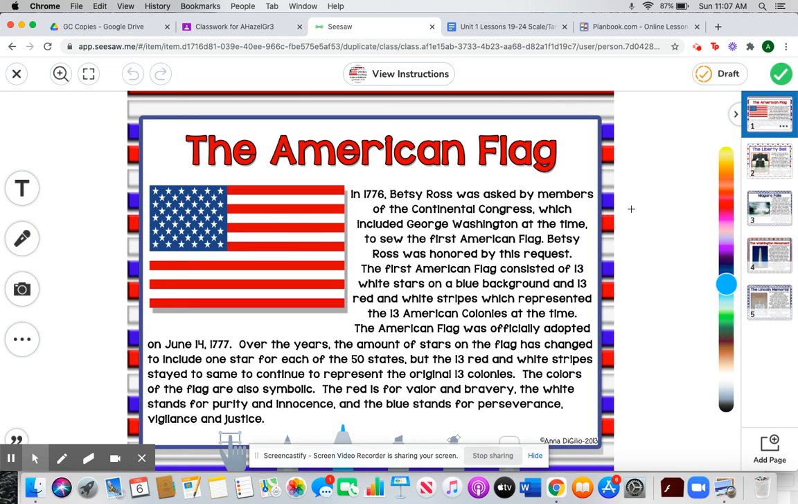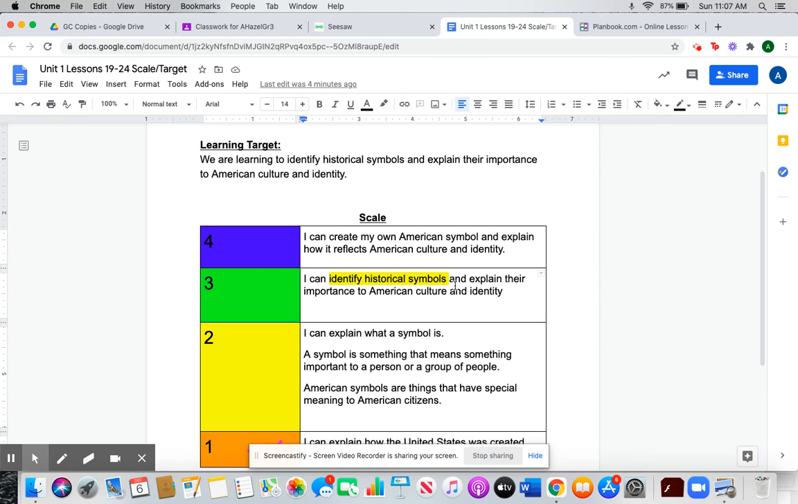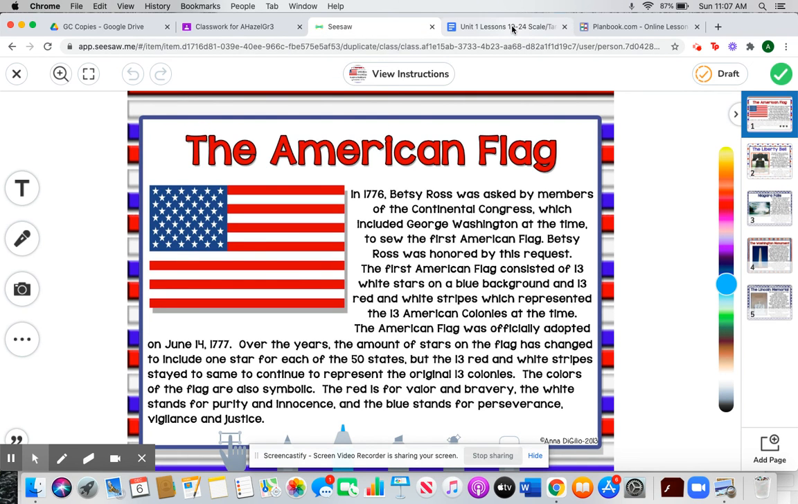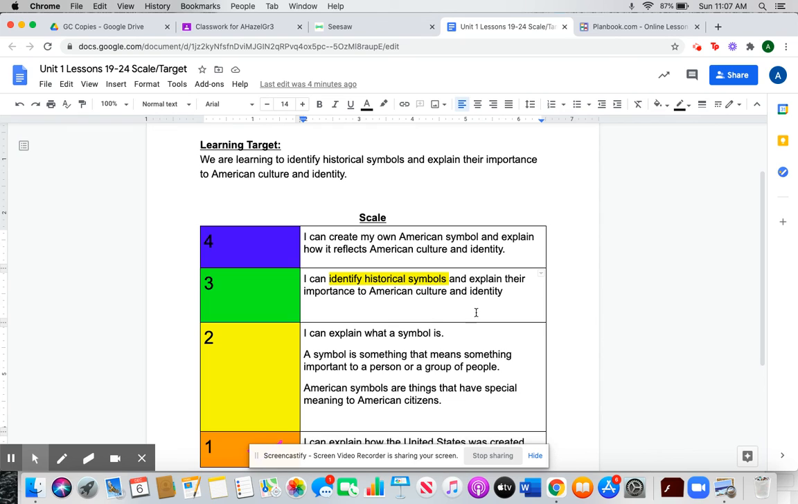Okay? So, again, you are working to identify these historical symbols mostly today. And we know that these are things that have special meaning to American citizens. Like this first one, the flag has special meaning. And then tomorrow, we're really going to work up here, explaining their importance to American culture and identity. All right?